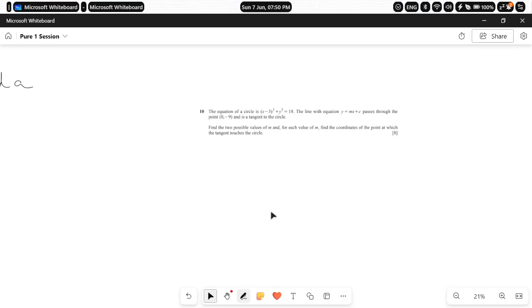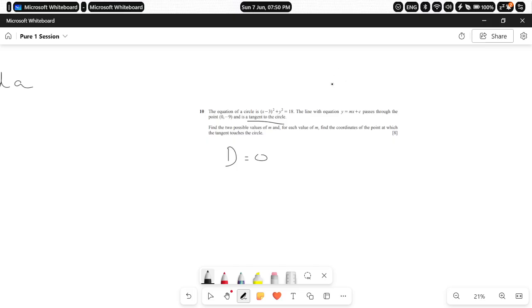Right. So you are basically finding the intersection between the tangent and the equation of the circle, and because it's a tangent to the circle, the discriminant of your equation of intersection is equal to 0. So keeping that in mind, you would solve this question and end up getting two values for m, and based on that you get two different values for the point.